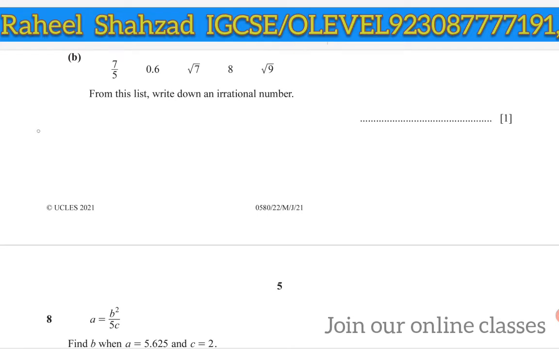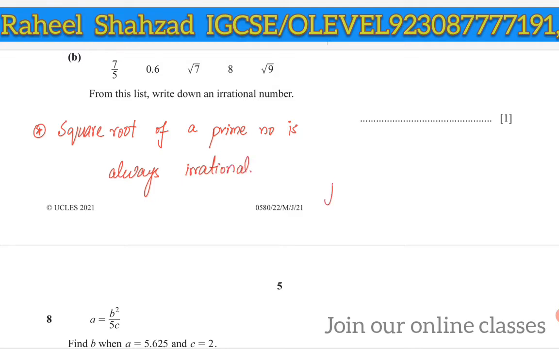Next part is, from the list, write down an irrational number. Remember a quick point related to irrational numbers: the square root of a prime number is always irrational. 2 is a prime number, 5 is a prime number, 7 is a prime number, 11 is a prime number, 19 is a prime number. So any prime number we take the square root of is a confirmed irrational number. So in this case it is square root of 7 from this data, right?